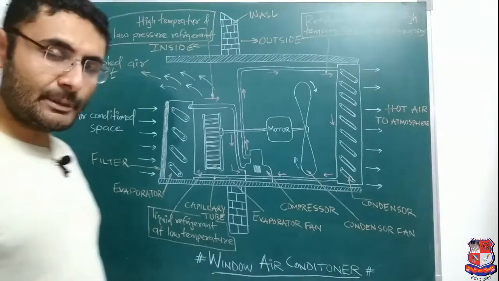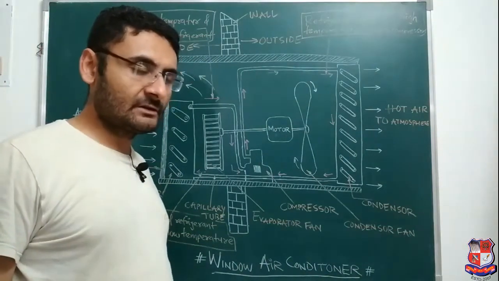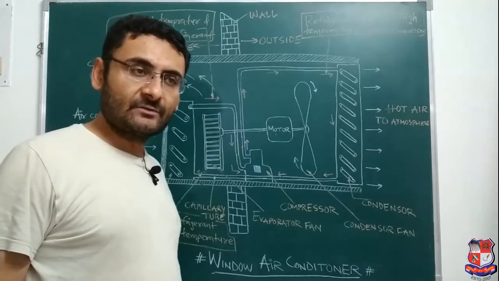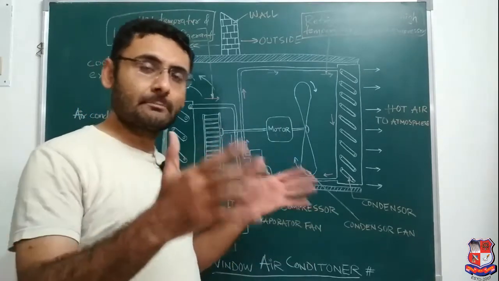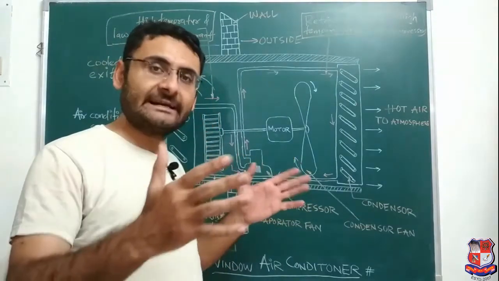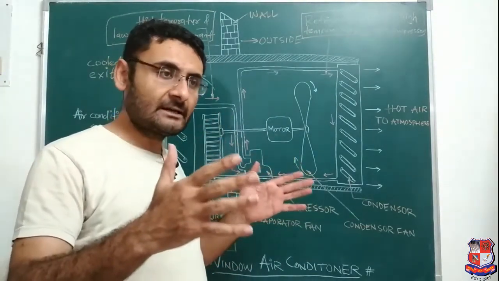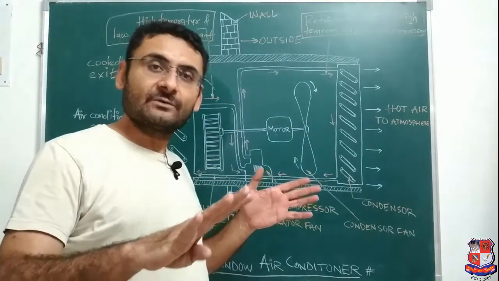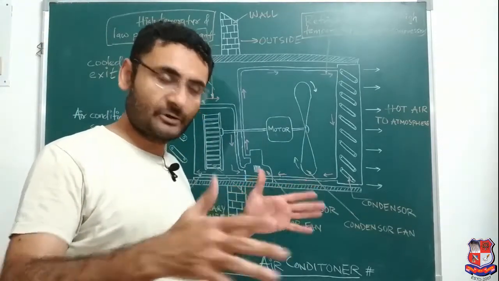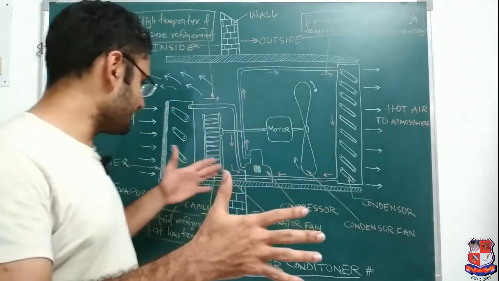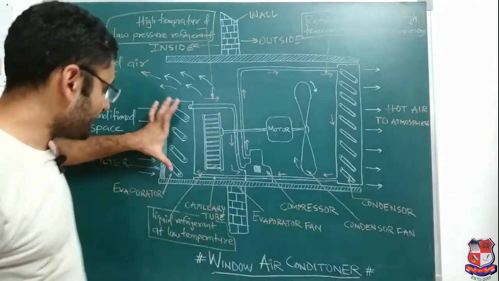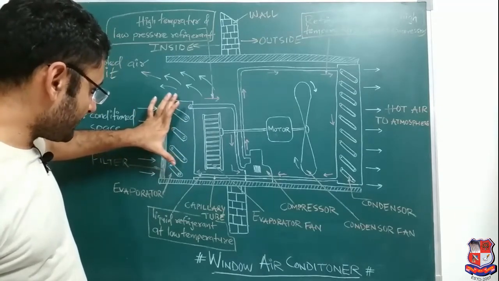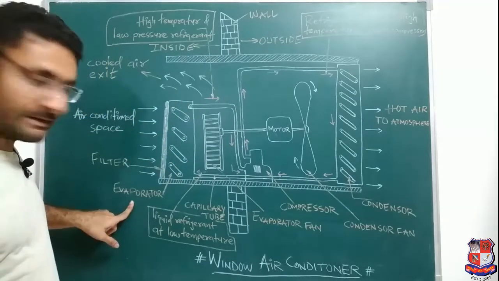In the window air conditioner, first of all we will study its construction. A window AC consists of one big box or container. In that big container, a total of 4 devices are located, as we studied in the VCR cycle. Which 4 devices are located in the big box? The first device is the evaporator, which I have written over here.